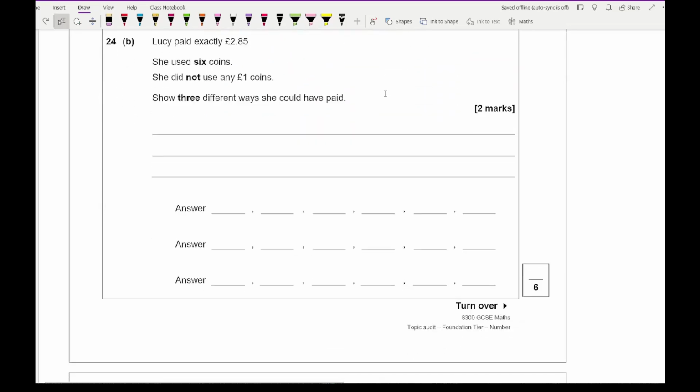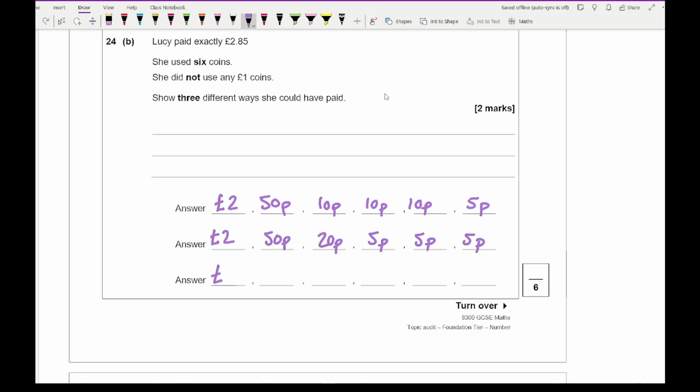Now again, the 3 possible answers you can have, and you can write the coins in any particular order, is going to be £2, then 50 pence, then 10 pence, then 10 pence, then 10 pence, then 5 pence. Another combination you could have is £2, then 50 pence, then 20 pence, and then 3 5 pence pieces. And then for the last one, we've got £2, 20 pence, 20 pence, 20 pence, and 5 pence.